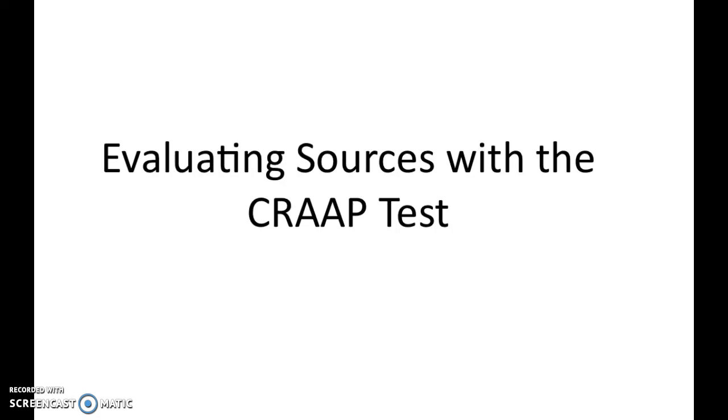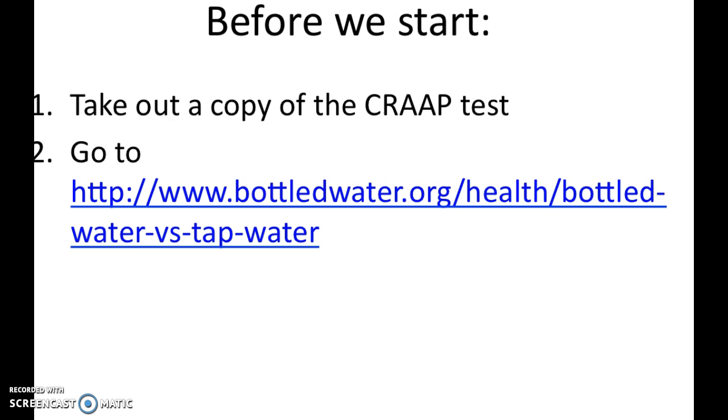Hi everyone. Today we're going to look at how to use the CRAAP test to evaluate sources. Before we start, please have a copy of the CRAAP test in front of you to look at. And also go to this site, www.bottledwater.org/health/bottled-versus-tap-water. This is the source that we are going to be evaluating today. And these are the criteria that we're going to use to evaluate it: currency, relevance, authority, accuracy, and purpose.